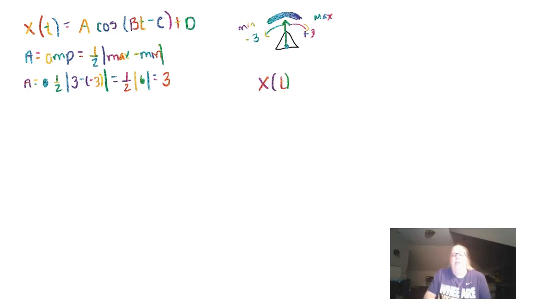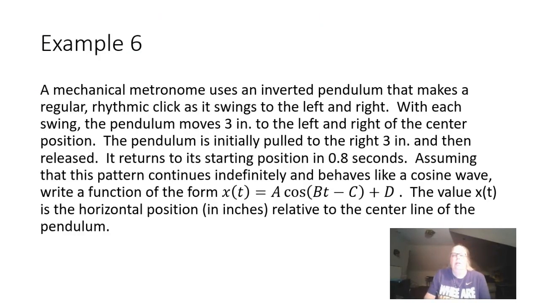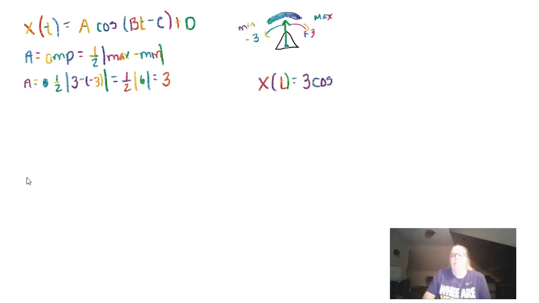So we have x of t is equal to 3 times the cosine. Let's see. The pendulum is initially pulled to the right. That's important, because that tells me we're going to use a +3 right here instead of the -3. If it had been pulled initially to the left toward my minimum value, then we would have had a -3 in here.